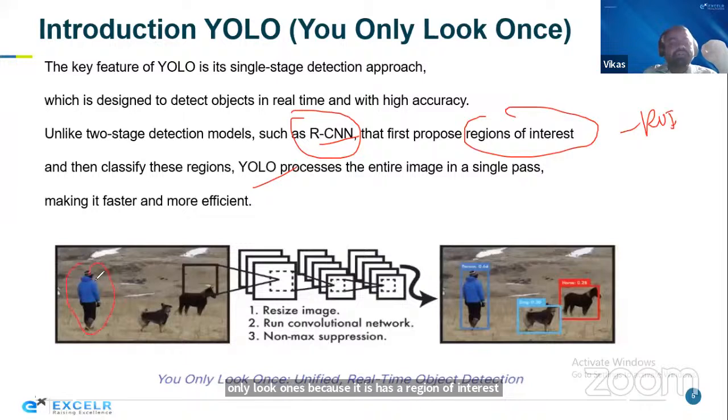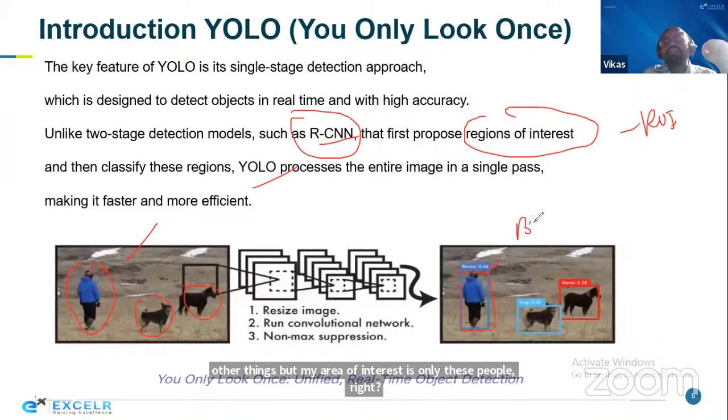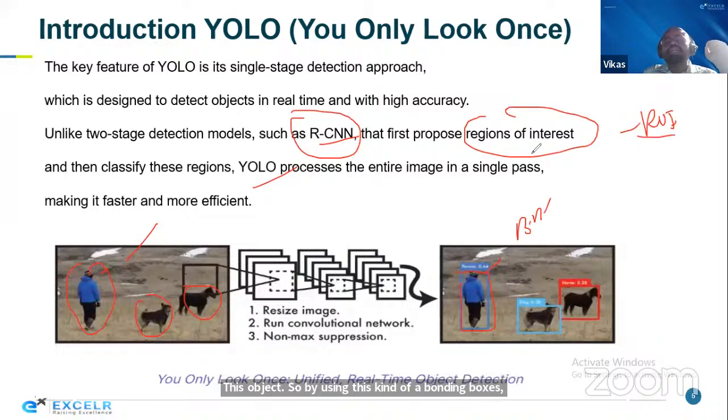This region of interest is this person, this dog, and this entire horse, right? In this entire picture there are other objects, other things, but my area of interest is only these objects. So by using bounding boxes, BB boxes, I'll be able to create a region of interest, and by using this region of interest, I'll be able to detect my object. And this object detection is done only once, guys. Only once. That is why it is called the YOLO model.